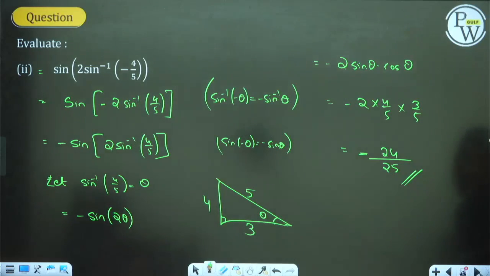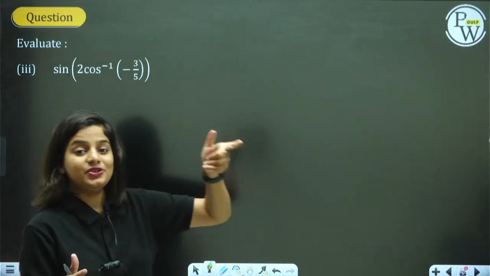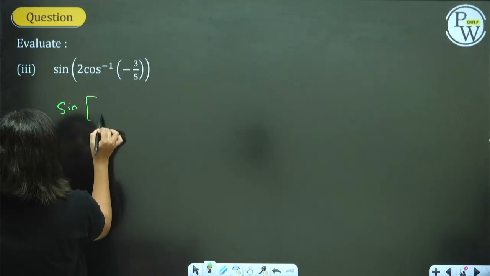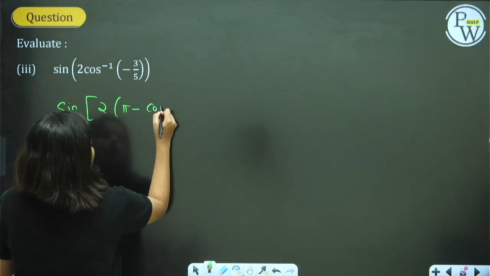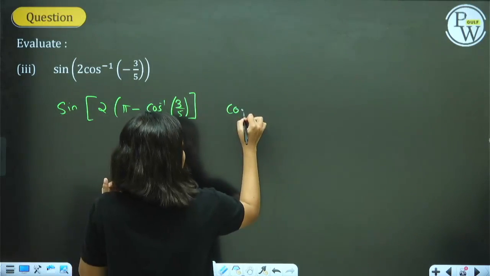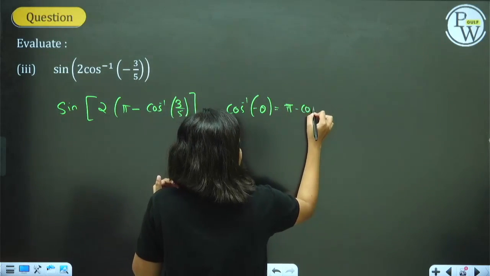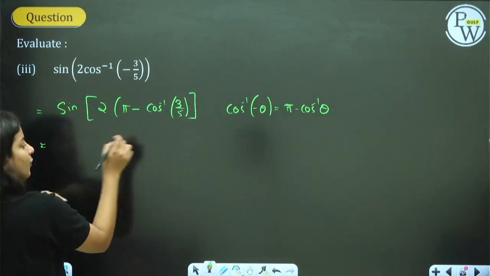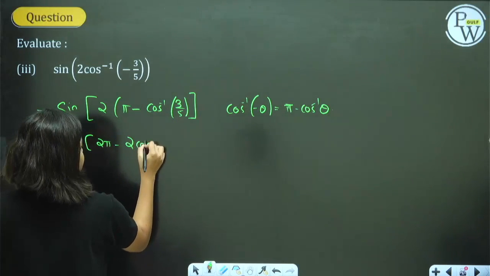Next, when there is cos inverse of minus theta, what happens to the minus? We call a pi. So here also we are going to call a pi. Cos inverse of minus 3 by 5 will be pi minus cos inverse of 3 by 5. Reason: cos inverse of minus theta is pi minus cos inverse of theta. Okay, open up and simplify. Sine of 2 pi minus 2 times cos inverse of 3 by 5.